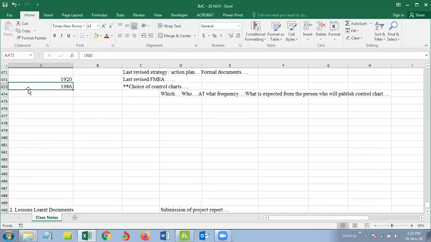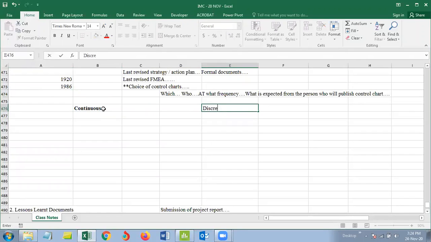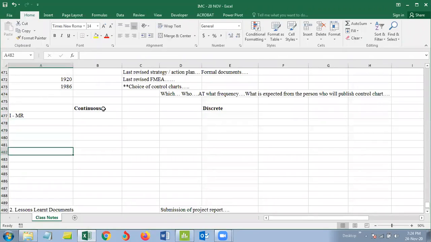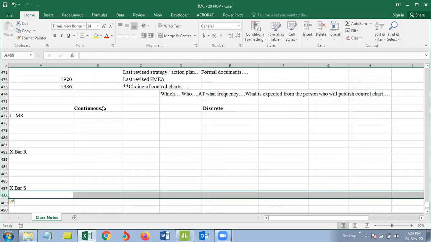So you have the final thing done by the control phase, where we need to understand that depending on the data type, if you're dealing with continuous data, you have a different set of control charts. If you're dealing with discrete data, you have a different set of control charts. In continuous data, you have a chart called IMR. Then you have a chart by the name of X bar R. And you have a chart by the name of X bar S. These are three control charts.